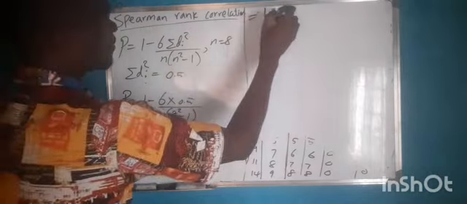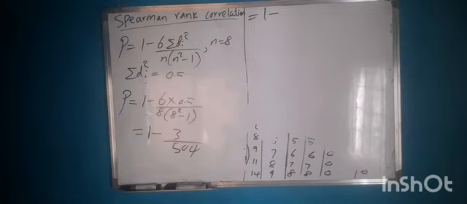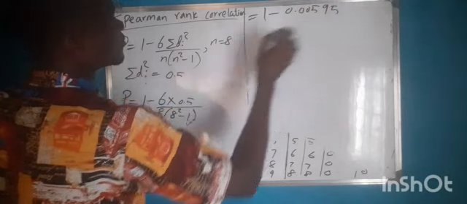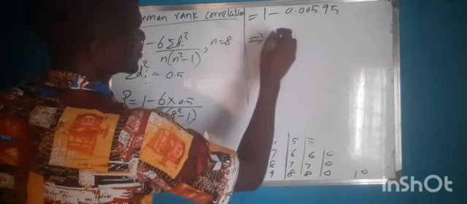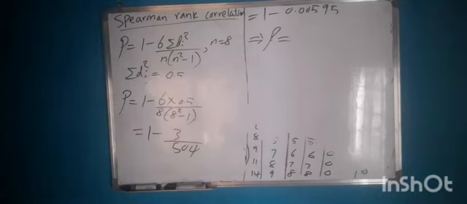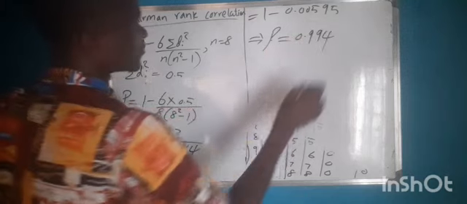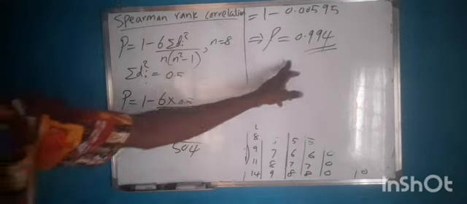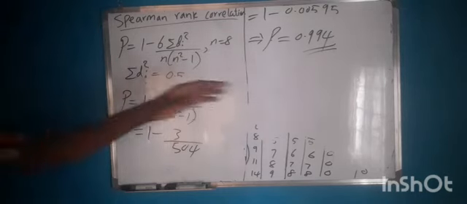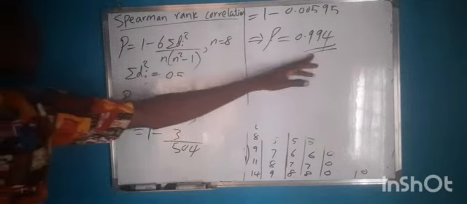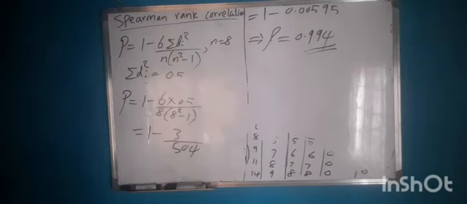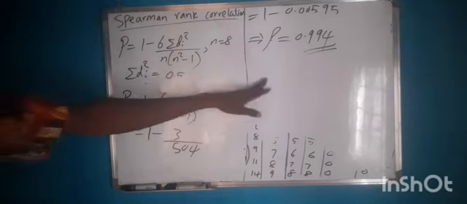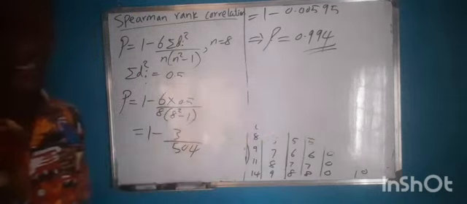So this is equal to 1 minus 3 over 504, which gives 0.00595. If you subtract, this implies that our rho is equal to 0.994. This is the Spearman rank correlation coefficient, the value that determines the extent to which two variables are related. Having the Spearman value to be 0.994, which is very close to 1, simply shows that there is a strong positive correlation between the variables under consideration, which are x and y.